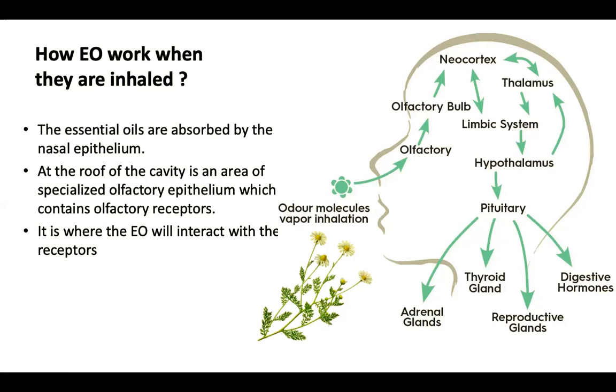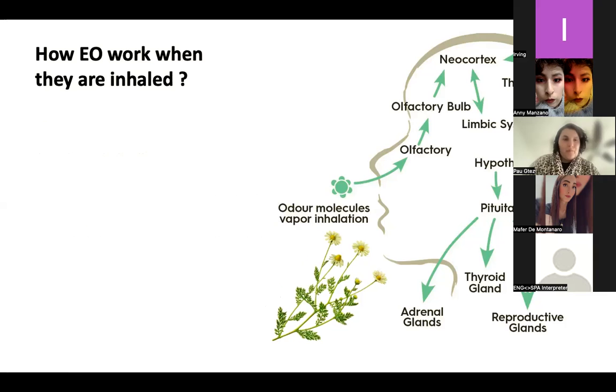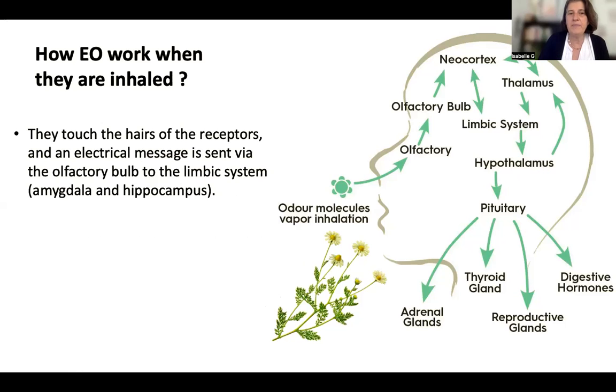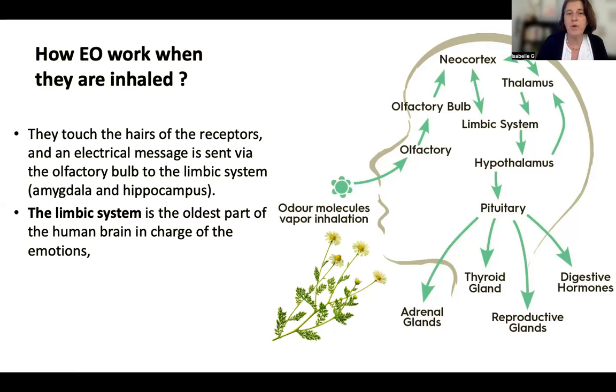other smells will interact with the receptor, and it will touch the receptor, and it will give an electrical message that is sent to the brain, and especially the olfactory bulb, to the limbic system. And the limbic system is one of the oldest parts of our brain, and it's in charge of emotion. So that's why it is so connected to memory and emotion.